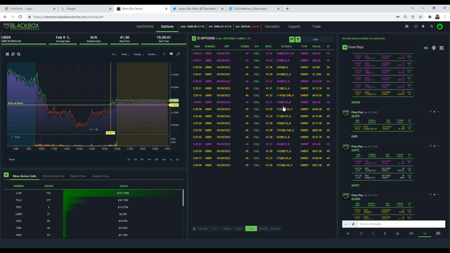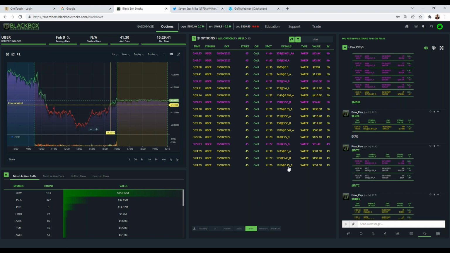Look at the options that came in, and this is where it can get a little confusing. If you don't know how to read flow, people would look at this and say, oh, that's not good flow to follow because there's a bunch of bid side mixed into this. Well, a computer would tell you that that's bearish flow or neutral flow, to say the best. But a human eye reads this and looks at these timestamps.